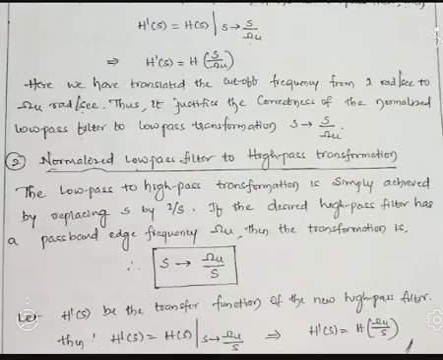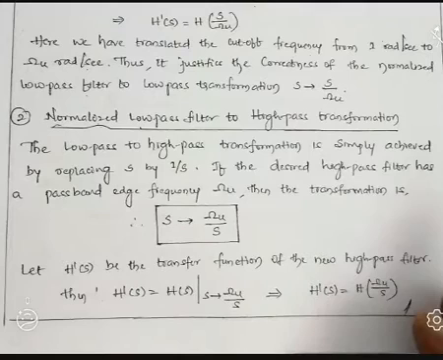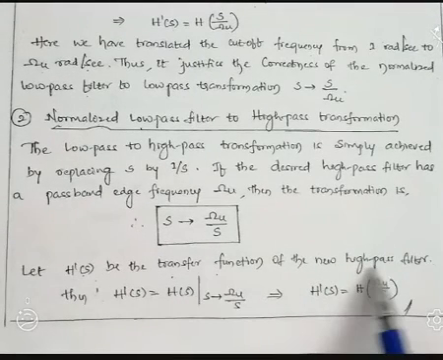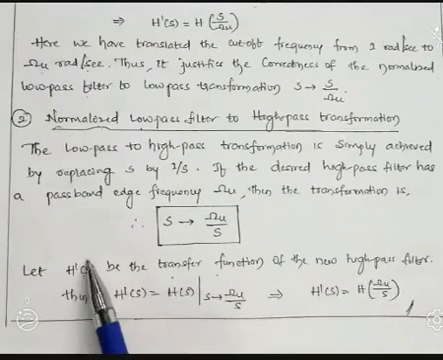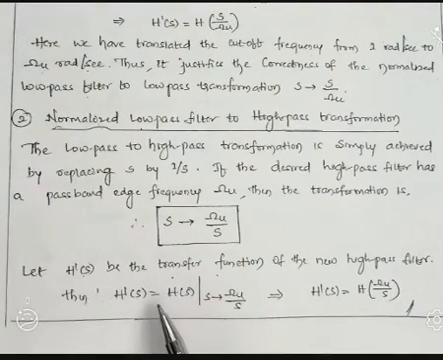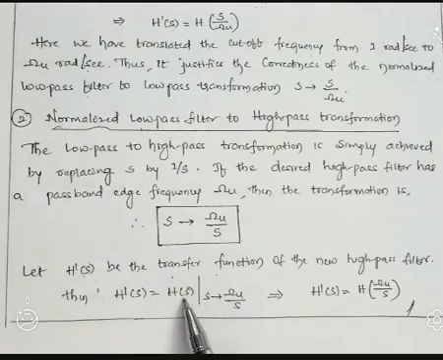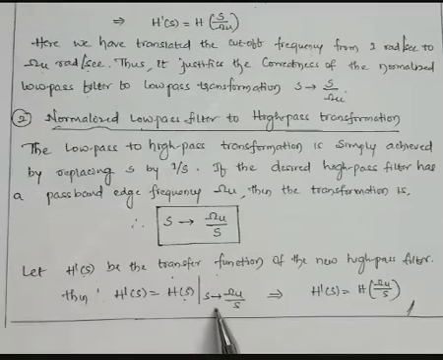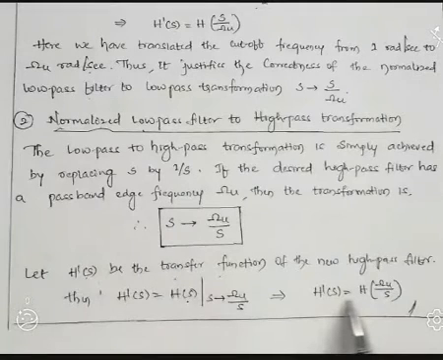Then let H dash of S be the transfer function of the new high pass filter. How are we getting this H dash of S? We are getting H dash of S as H of S, wherever in H of S, S is replaced by omega U by S, or we can write S is replaced by omega C by S. So this is the transfer function of the new high pass filter.